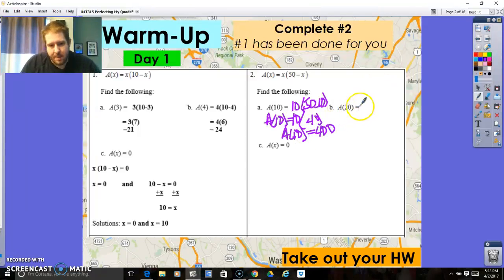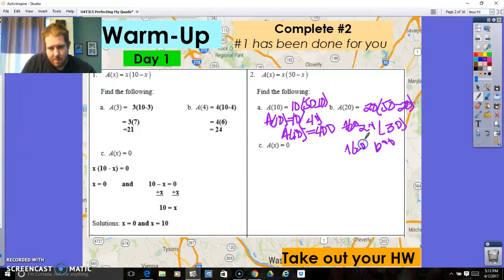All right, A of 20. So we put 20 in for x, so that's 20 times 50 minus 20. And 50 minus 20 is going to give us 30, and 20 times 30 is 600. So A of 20 is equal to 600.